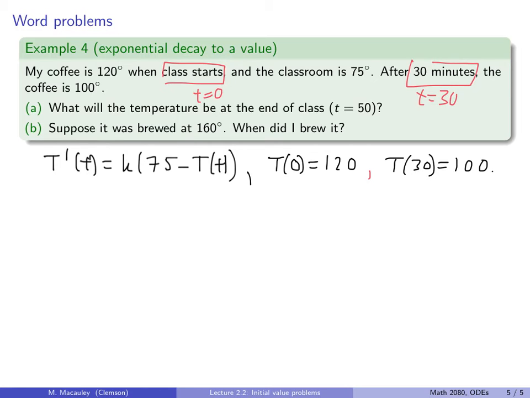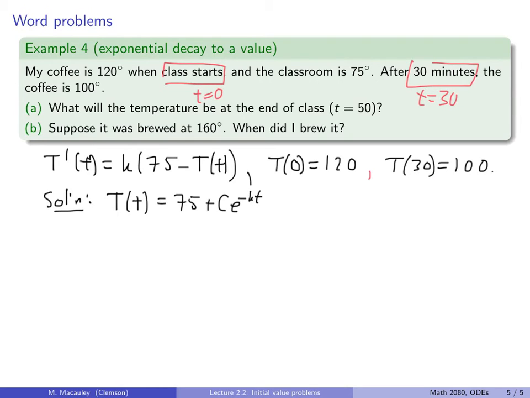So what will the temperature be at the end of class? We need to solve this equation, and you don't have to do it from scratch. You're welcome to have learned this one because it's one of our fundamental equations. The solution is T of t equals 75 plus C e to the minus kt. Again, we have two unknowns, C and k, so we have two conditions that will help us determine them.